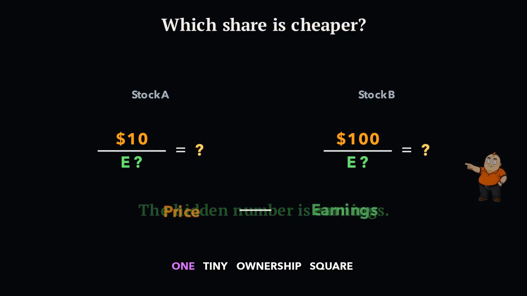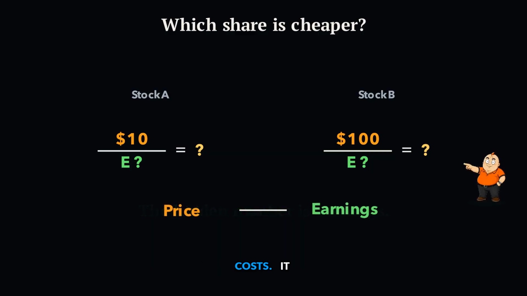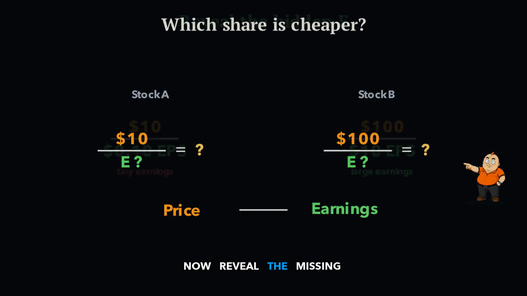It tells you what one tiny ownership square costs. It does not tell you what earnings flow into that square. Price tells you what you pay. Earnings tell you what you are paying for. Now reveal the missing information.